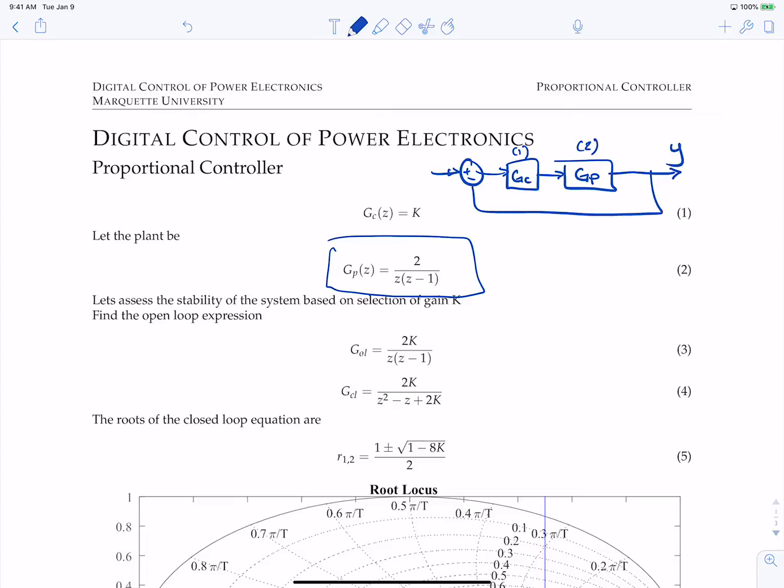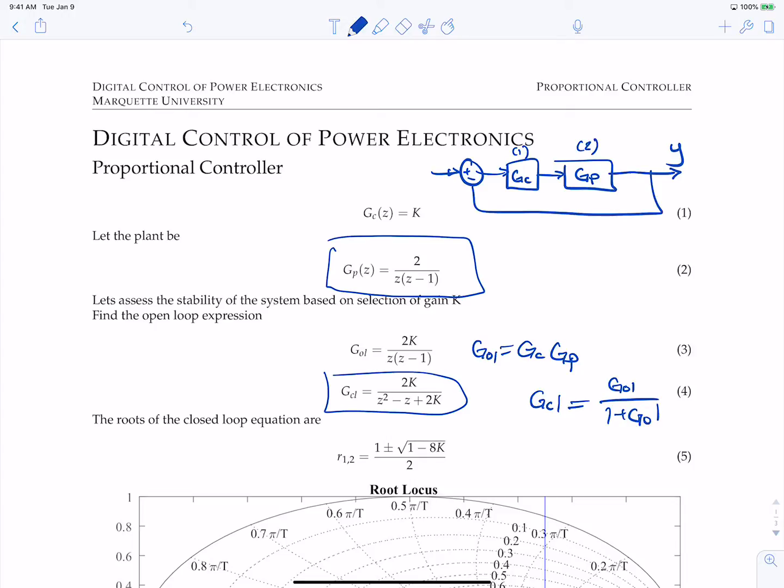What we're going to try to do is assess the stability of this as we sweep K. So first we're going to calculate GOL. Of course, GOL is just GC times GP, right? That's GOL, the open loop gain. And then we're going to calculate the closed loop gain, which would be equation 4. Closed loop gain is pretty easy to get in terms of the open loop. That'll be GOL over 1 plus GOL. And you will land at equation 4.